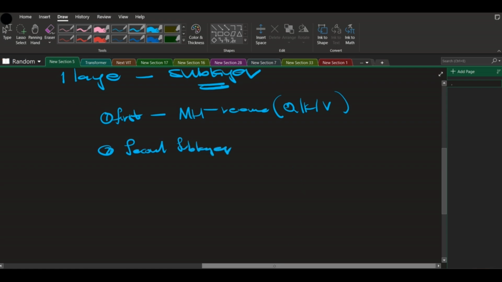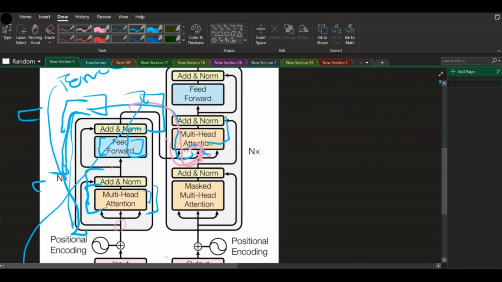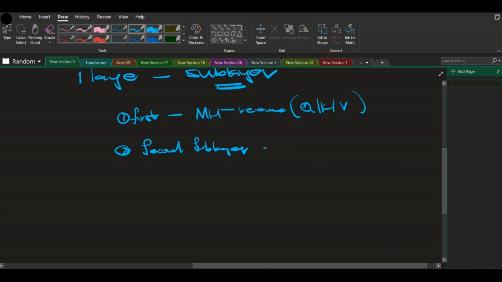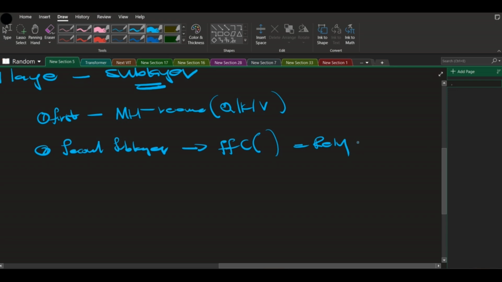Then the second sublayer, which is this portion here, we call this the feed forward. So that's the feed forward portion. It consists of a linear transformation with a ReLU in between. How we can represent this, we can think of it as having a fully connected layer, then ReLU, then another fully connected layer, something like so.